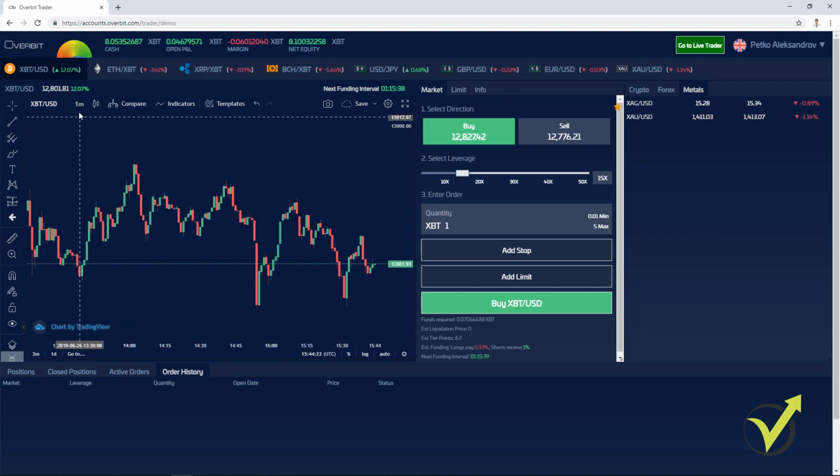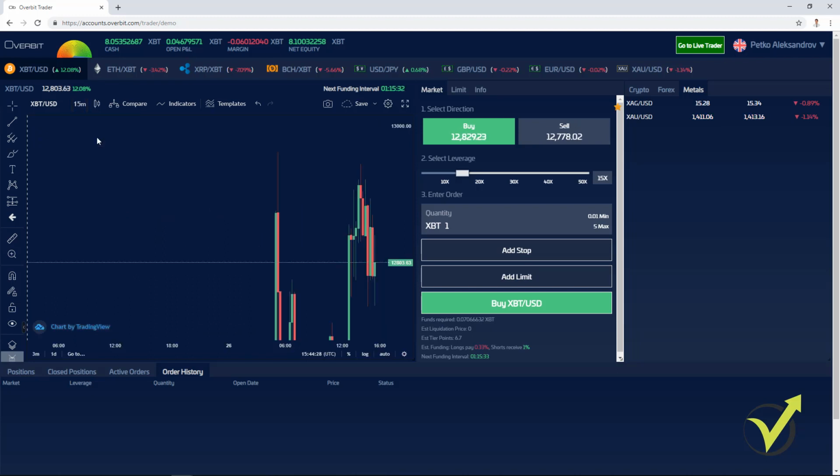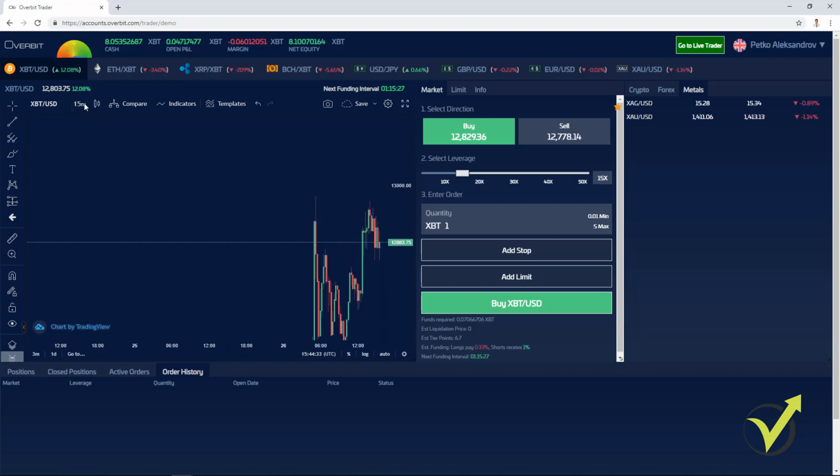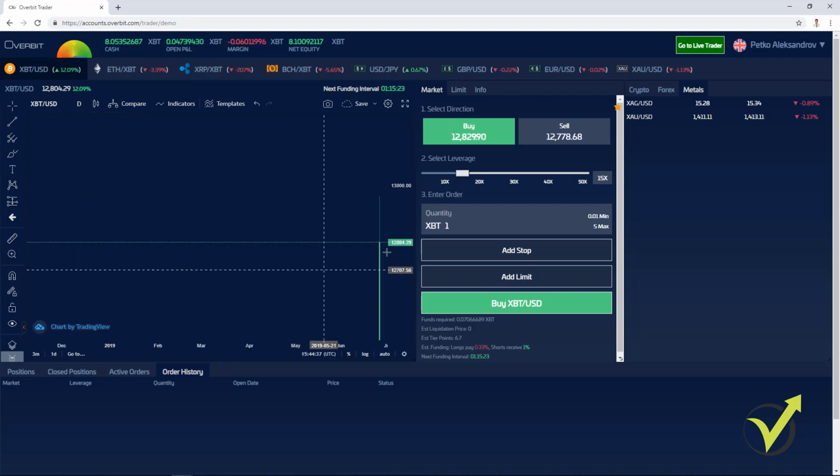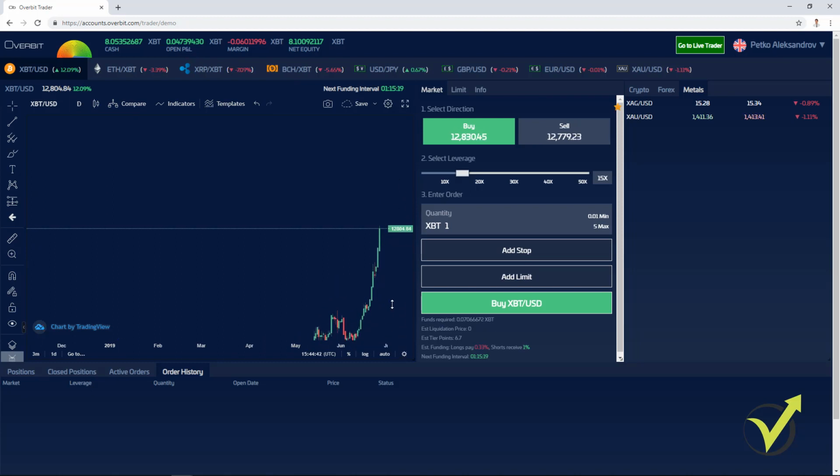Above the platform we have the different time frames. At the current moment we have the 1 minute and 15 minute charts, as well as the hourly chart, the 4-hour chart and the daily chart. Okay, so you can see what moves the Bitcoin did recently.